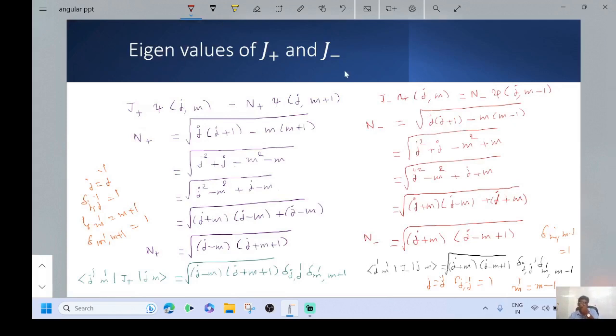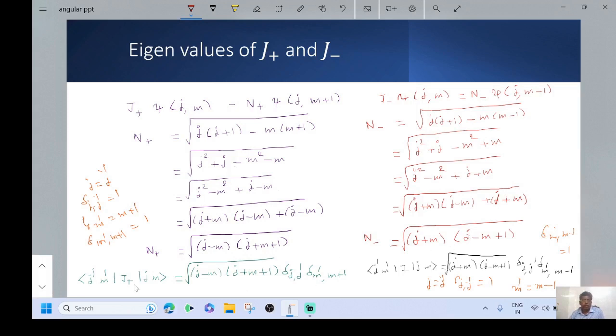Eigenvalues of j plus and j minus. This is the eigenvalue equation for j plus: J plus into psi of j comma m equals n plus into psi of j comma m plus 1. The n plus value is the square root of j into j plus 1 minus m into m plus 1. The eigenvalue of j minus, n minus, is j into j plus 1 minus m into m minus 1; the only difference is changing the sign from plus to minus. If you simplify this, you get n plus equal to j minus m into j plus m plus 1, and n minus equal to j plus m into j minus m plus 1. This is the value of n plus, and this is n minus.